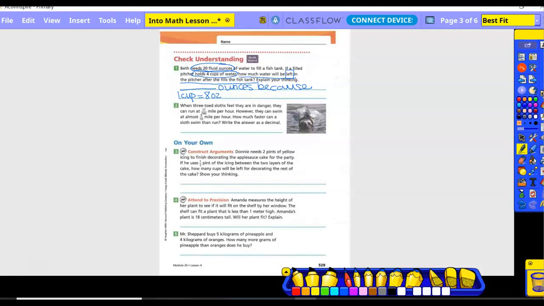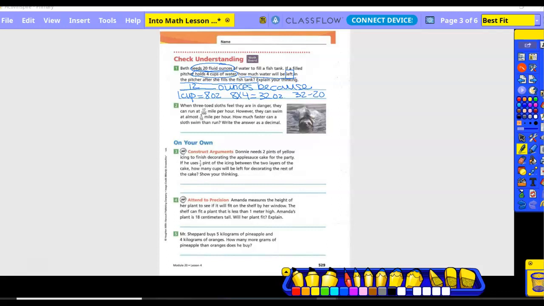No, I'm not subtracting yet. No, I need to multiply. So I need to take 8 times what? 4 to get what? 32 ounces. Okay, now what am I going to do? Subtract. Okay, subtract what? 32 minus 20. So 32 minus 20 leaves me with what? 12. 12 ounces is what she has left in the pitcher after filling her.